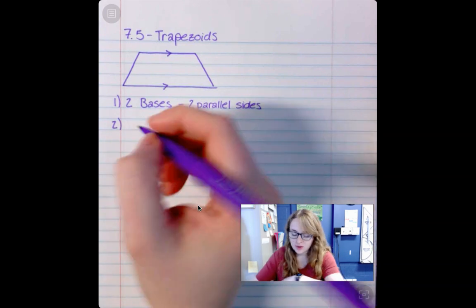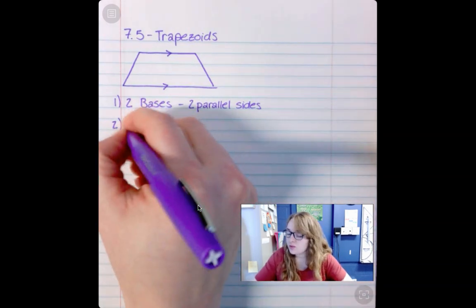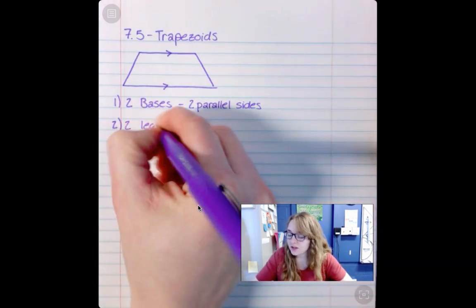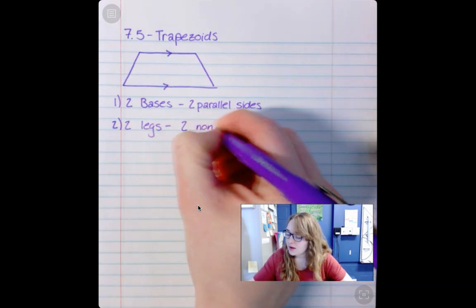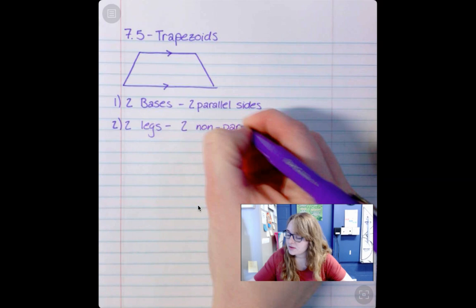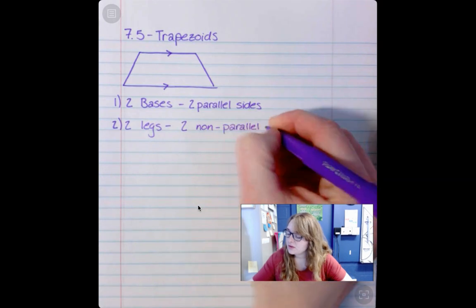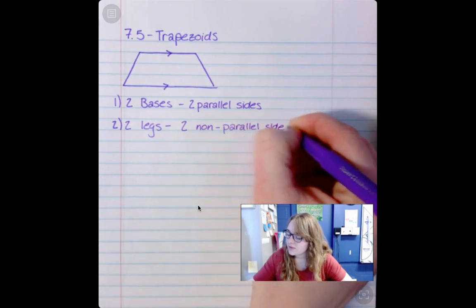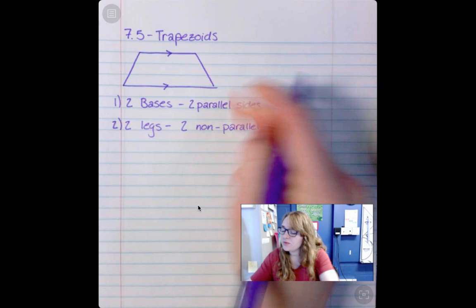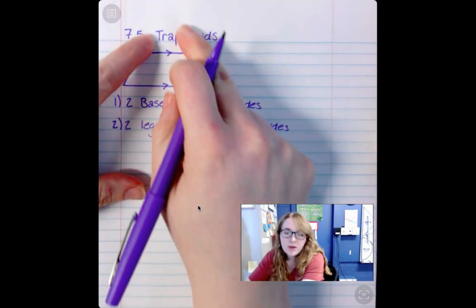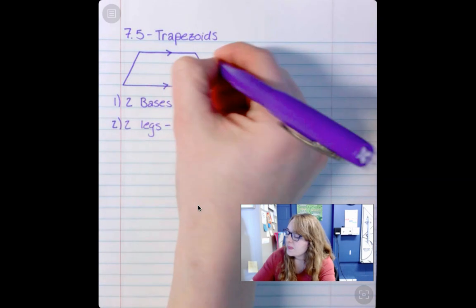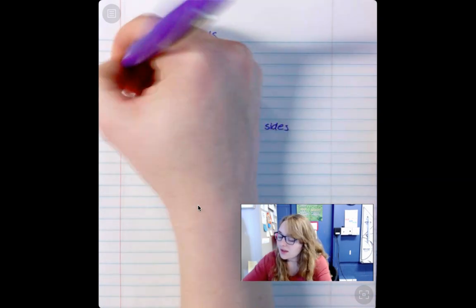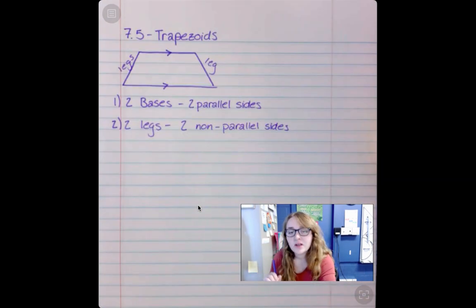Okay, our second rule about trapezoids is that it has two legs, just like a triangle. And these are the two non-parallel sides. Okay, so we can see that these two sides, if we were to follow them up, they would eventually touch. So these are not parallel lines. So these two are our legs. Okay, just like a triangle.